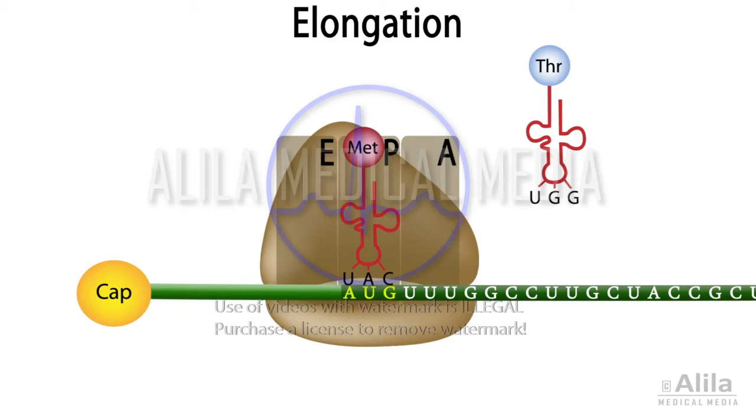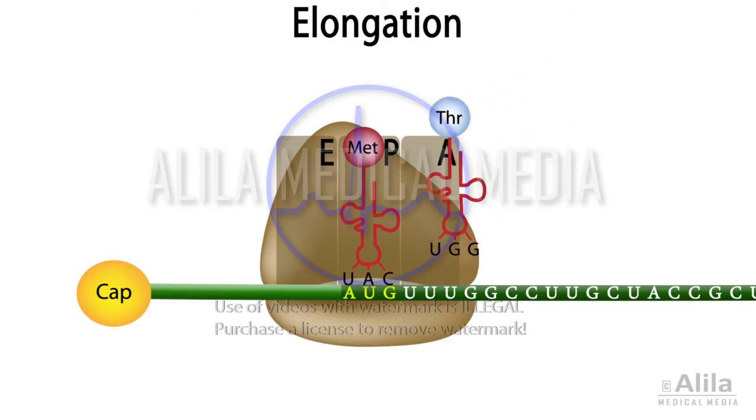Elongation. A new tRNA carrying an amino acid enters the A site of the ribosome. On the ribosome, the anti-codon of the incoming tRNA is matched against the mRNA codon positioned in the A site. During this proofreading, tRNA with incorrect anticodons are rejected and replaced by new tRNA that are again checked.